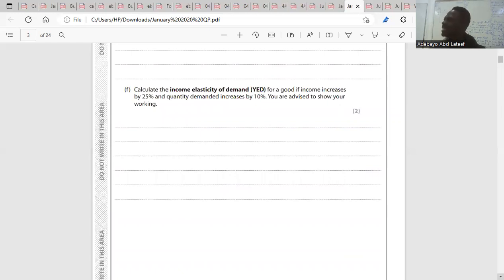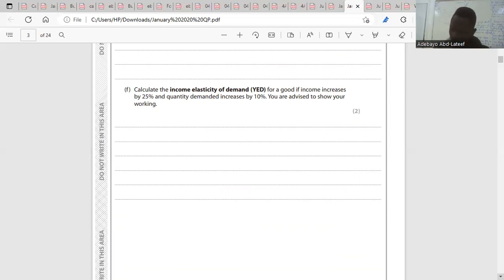Income elasticity is the degree of responsiveness of the quantity demanded of a product as a result of a change in the level of income. That is income elasticity. So the formula for income elasticity is percentage change in the quantity demanded over percentage change in income. Are you with me? Okay, so we say YED is percentage change in quantity demanded over percentage change in income.